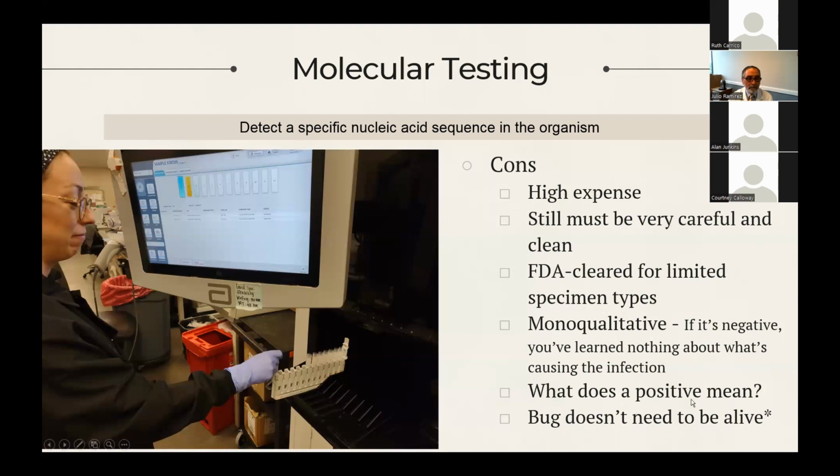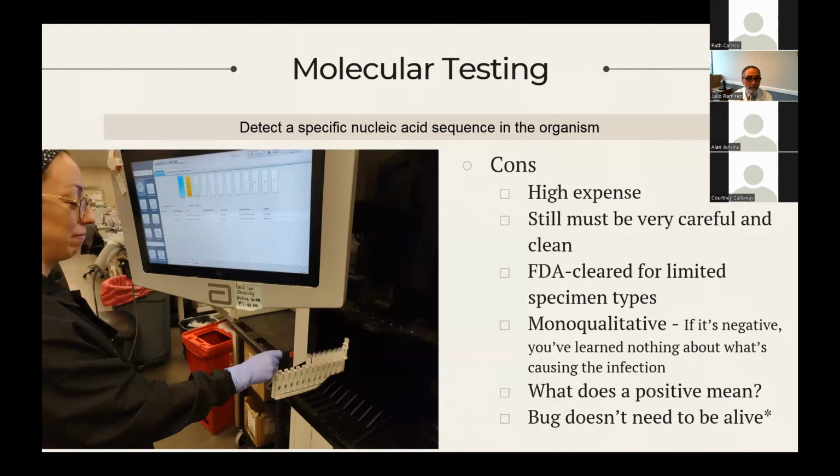There are questions about what a positive means sometimes. Sometimes it's harder to interpret than you think it should be. And the bug doesn't need to be alive. Now, I called that a pro earlier. I'm calling it a negative now because DNA can last a long time. Sometimes what you're detecting is not the organism itself. You're detecting the DNA of the organism, or the RNA of the organism. And that does not necessarily mean that you have an intact, viable organism there.